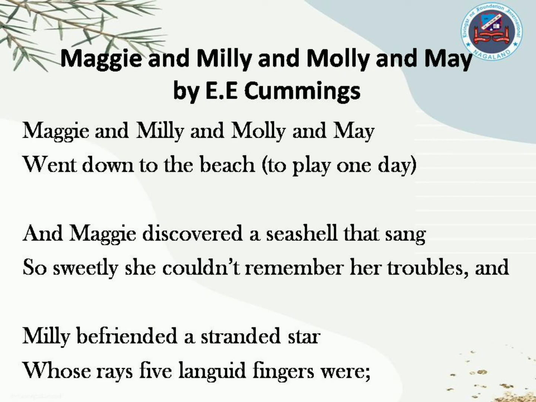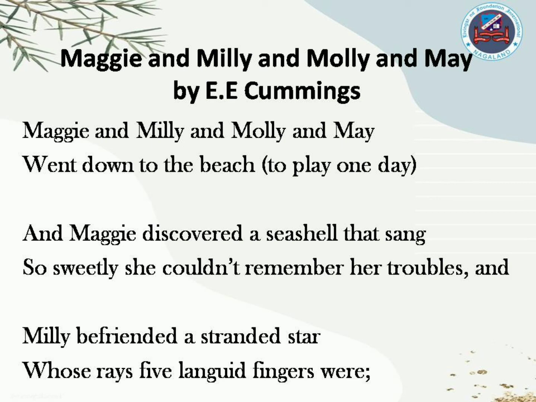We will now study the poem Maggie and Millie and Molly and May by E. E. Cummings. So you'll find this poem in your Cambridge Checkpoint English Course Book 9 on page 12. So this poem is about a group of girls who visit the beach and each of them experiences what it means to play in their own unique way. So let us look at the poem now.